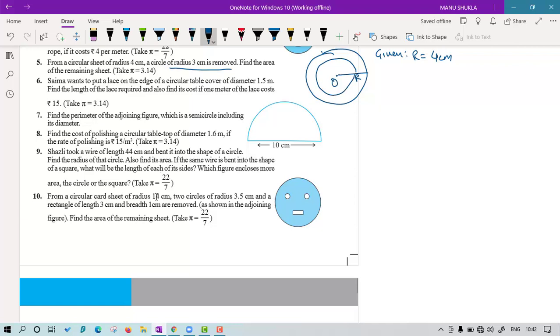And if you understand, they are removing this inside portion. So you can say, let me call it small r. Small r is denoting the radius of the inside circle and capital R is denoting the radius of the outside circle. Small r is 3 centimeter. Now what the question is asking is to find the area of the remaining sheet.